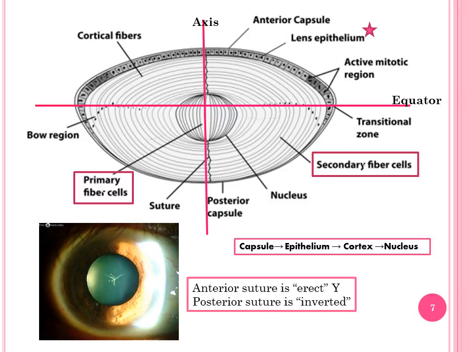This picture is of the front of the lens because the Y is erect. If you were to change your light illumination and highlight the back of the lens, that Y actually goes upside down. It's not the same Y, it's a different Y. It's the suture that's on the back, and so it is actually inverted. So if you were to draw an upside down Y, that's what it would look like.